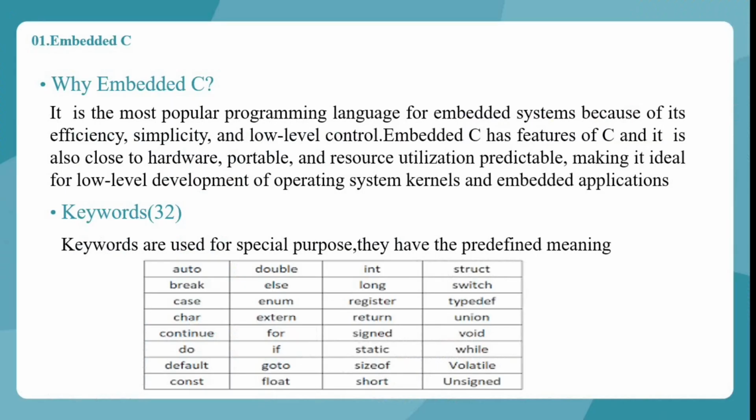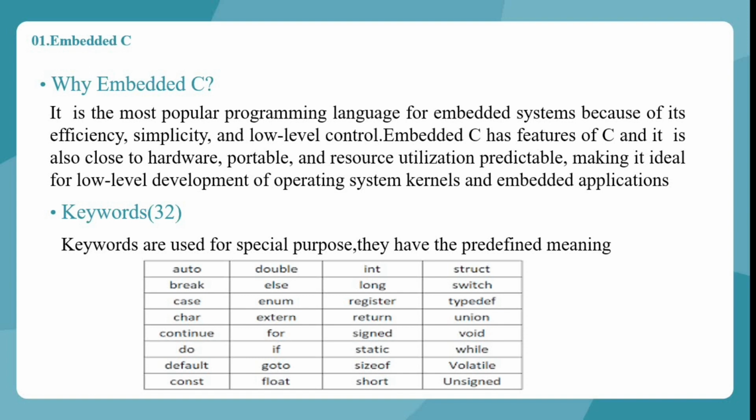Why embedded C? It is the most popular programming language for embedded systems because of its efficiency, simplicity, and low-level control. Embedded C has the features of C, and it is also close to hardware, portable, and has predictable resource utilization, making it ideal for low-level development of operating system kernels and embedded applications.